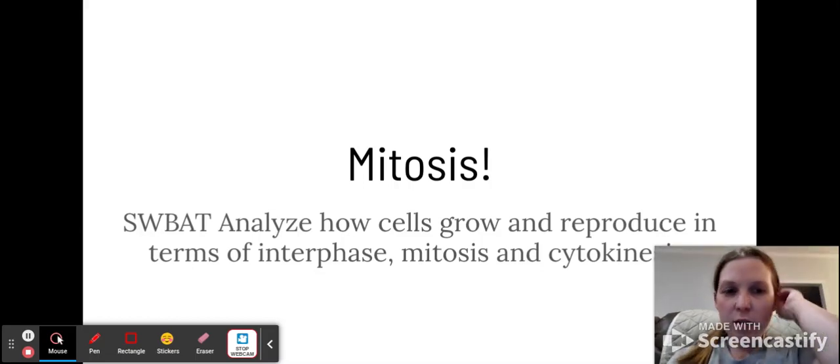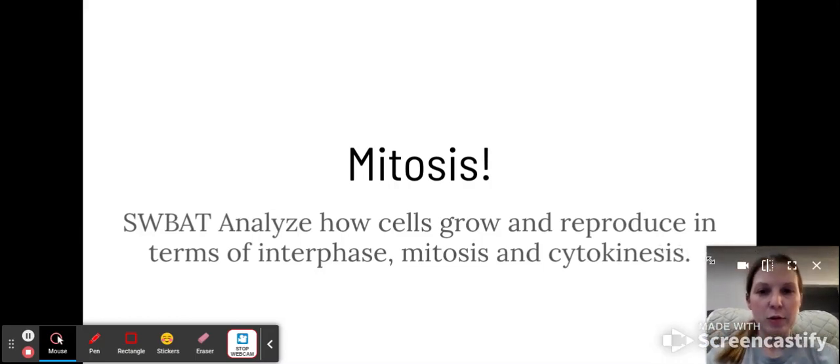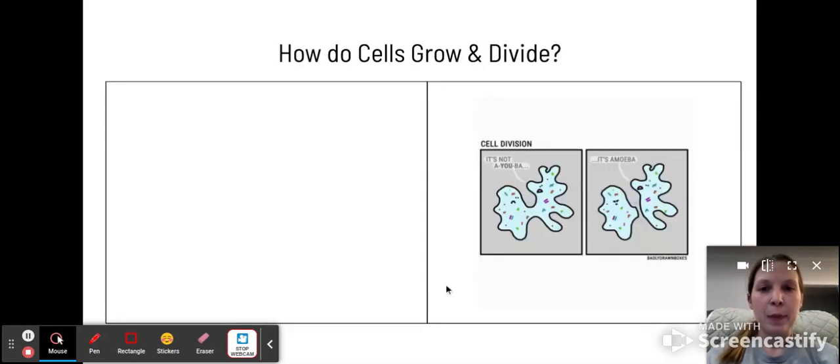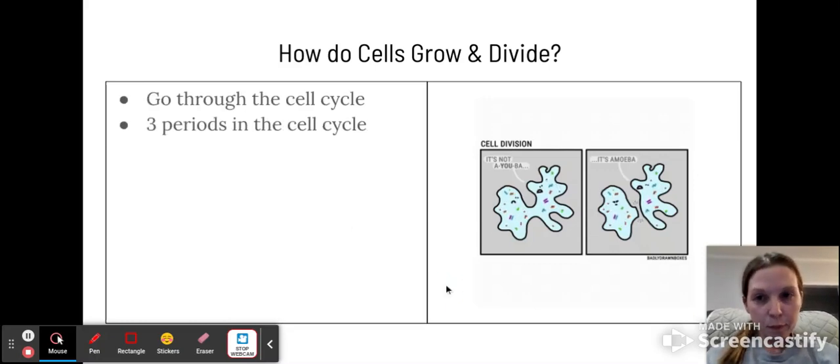Hey everyone, this is our lesson on mitosis, and by the end of this lesson, you should be able to analyze how a cell grows and reproduces in terms of interphase, mitosis, and cytokinesis. So first, let's talk about how cells grow and divide. They go through what's called the cell cycle, and there are 3 periods of this cell cycle in reproduction.